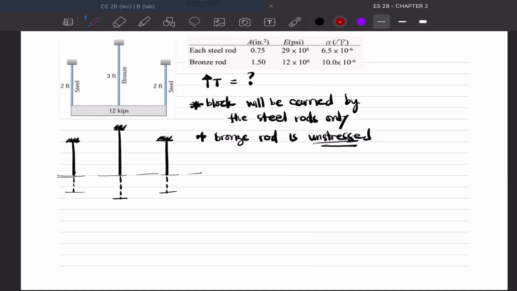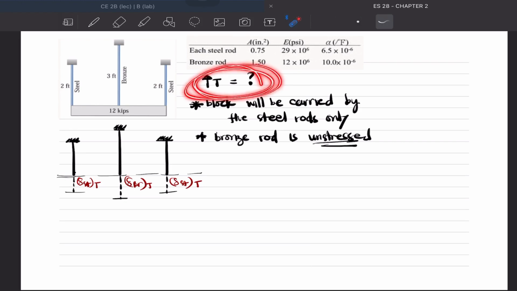So, this is, again, the deformation of the steel rod due to the change in temperature, deformation of the bronze rod due to the change in temperature, and this one is the deformation of the steel rod due to the change in temperature. So, we don't know yet exactly how much the change in temperature is, so we will call it that in the solution.